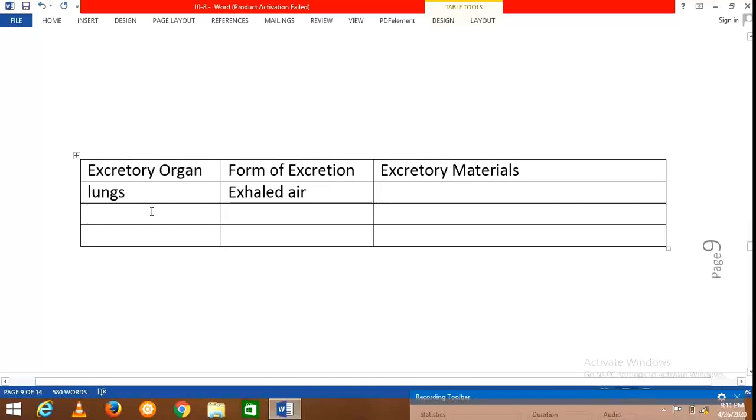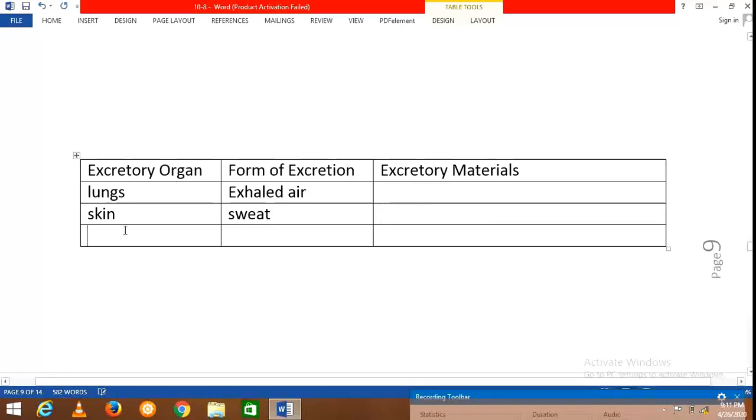Then if we take the skin as the next excretory organ, the form of excretion is sweat, and the excretory materials in sweat are mainly water and salt. In addition to that, there may be a certain amount of urea as well.